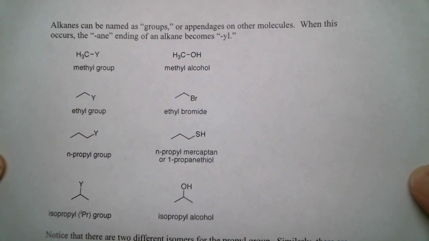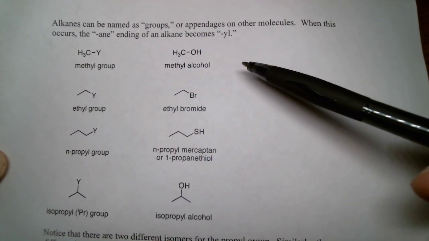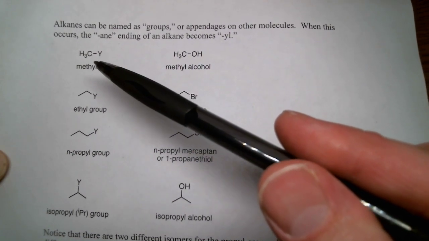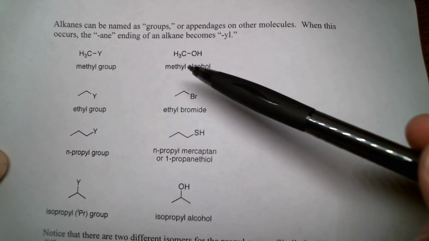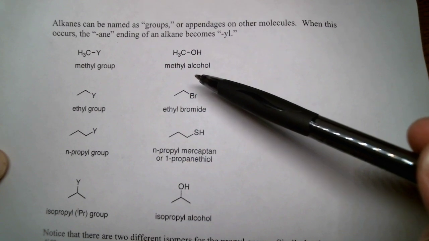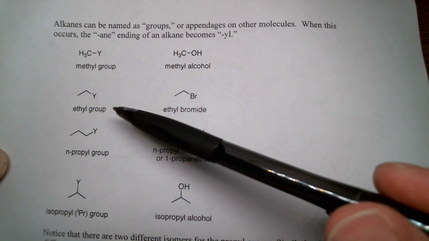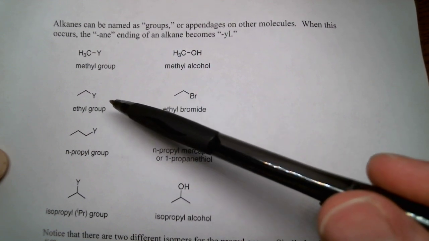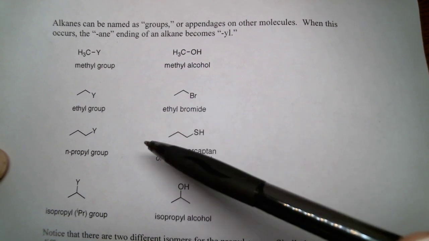Alkanes can be named as groups or appendages on other molecules. When this occurs, the ANE ending becomes YL. So for example, here's a generic methyl group, an H3C group. And here it is in an alcohol, that's methyl alcohol, otherwise known as methanol. There is an ethyl group in terms of a bond line drawing. When Y is bromine, for example, you have ethyl bromide.